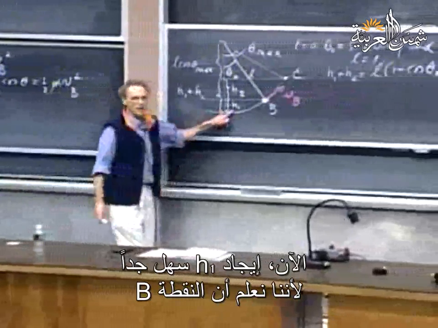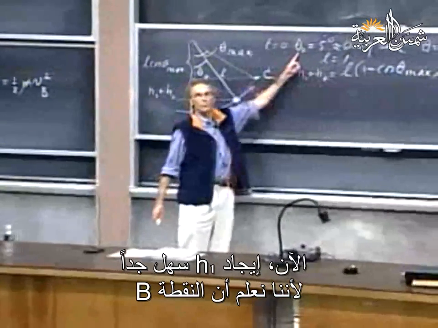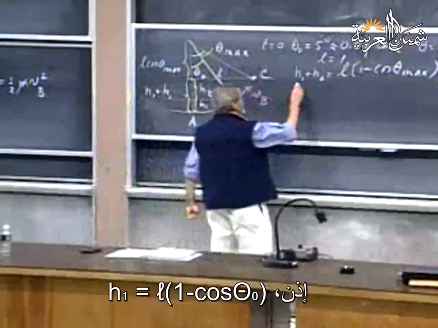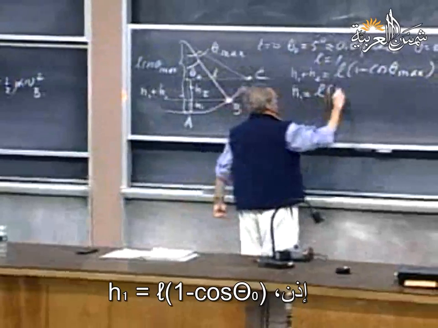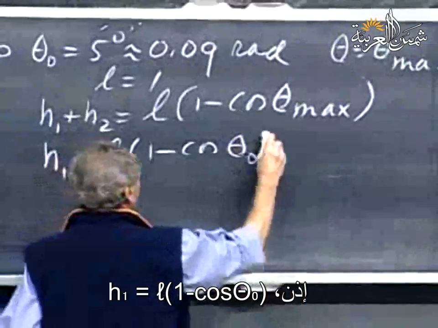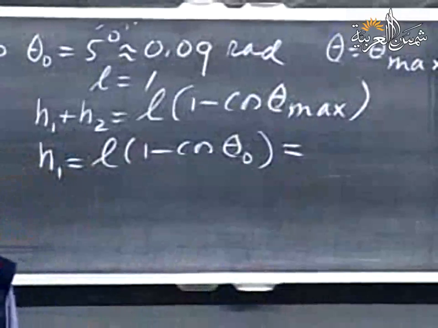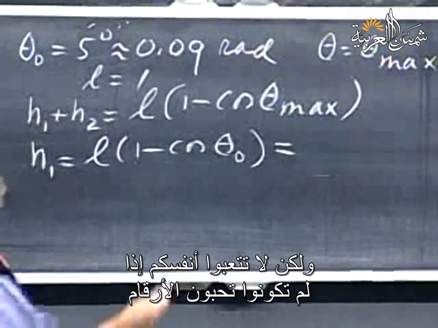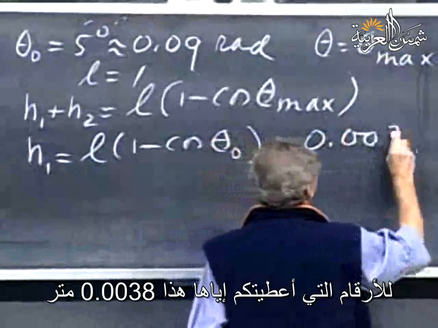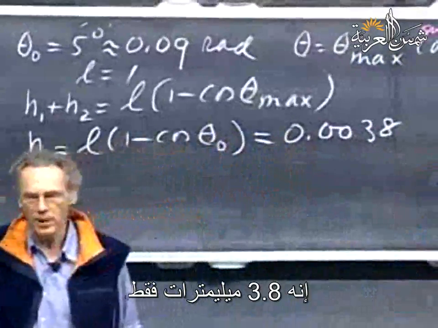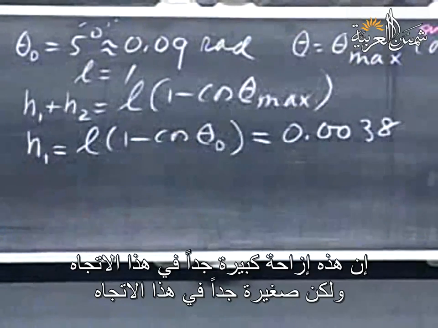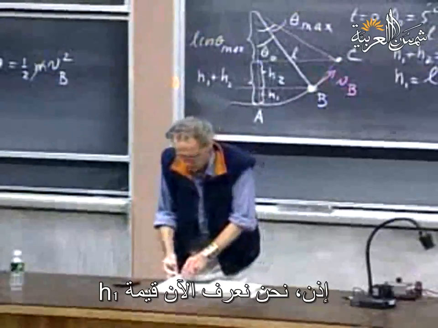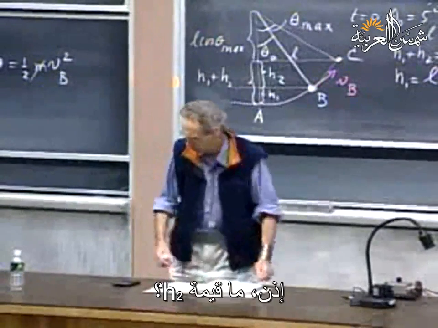Now h1 is a piece of cake, because we know that this object is at B when theta 0 is 5 degrees. So h1 equals L times 1 minus the cosine of theta 0. And you know theta 0. And so you'll find then, if you're interested in numbers, but don't bother if you don't like numbers, for the numbers that I gave you, this is 0.0038 meters. It's only 3.8 millimeters. It's a teeny weeny little bit. It's a large displacement in this direction, but very little in this direction. So we know already what h1 is. So now what is h2?